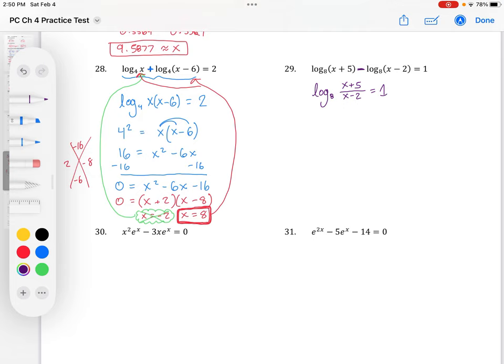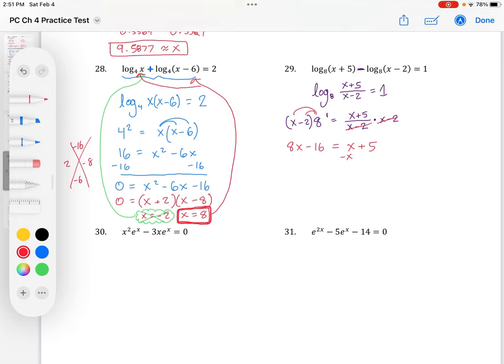Okay, and now the log part is all by itself, so we can change the form. So this is 8 to the power of 1 equals (x + 5)/(x - 2). So this is just 8. So at this point, I would multiply both sides by x - 2 to get the x - 2 out of the denominator on this side. And then we can distribute this 8. So we get 8x - 16 equals x + 5.